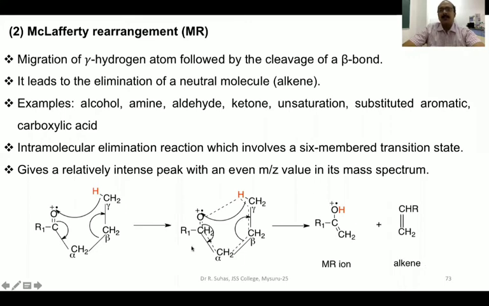Usually this McLafferty rearrangement is seen in organic compounds having functional groups like alcohol, amine, aldehyde, ketone, unsaturation, substituted aromatic, carboxylic acid, even amides. We can see the McLafferty rearrangement easily. If McLafferty rearrangement is taking place in a molecule, then you will usually see the molecular ion with an even mass in its mass spectrum. Usually this MR ion will always appear at even m/z. We will see this whenever we take up the different examples.